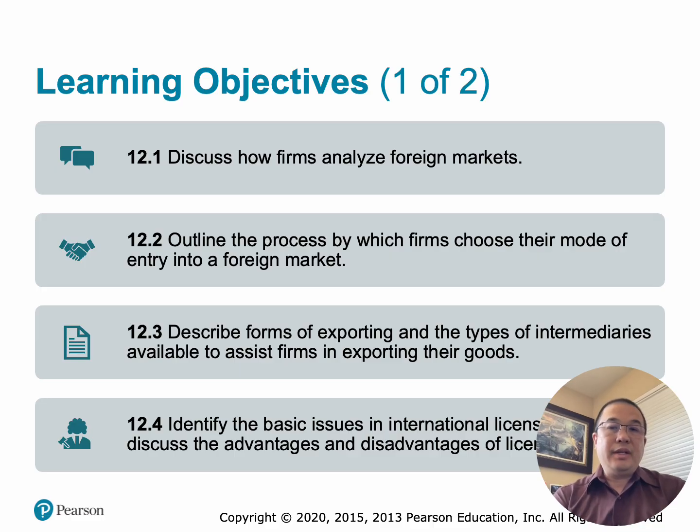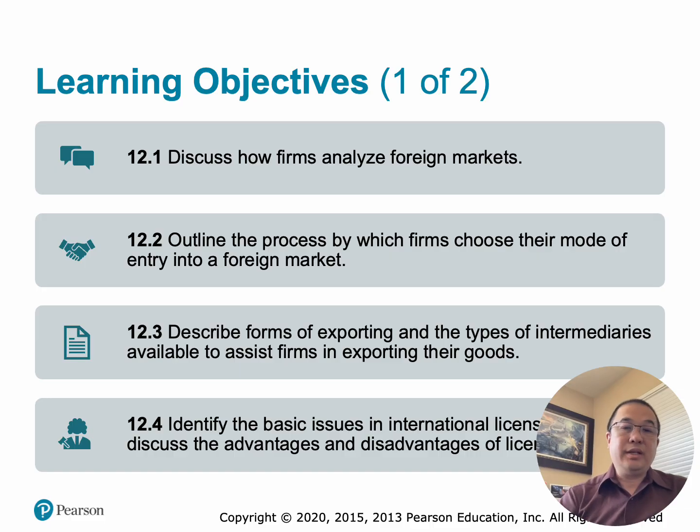Identify issues in international licensing. So what is licensing? A company grants another company the right to use its technology, produce its products, use patents, trademarks, or intellectual property, and in exchange, the licensor receives royalties or fees.